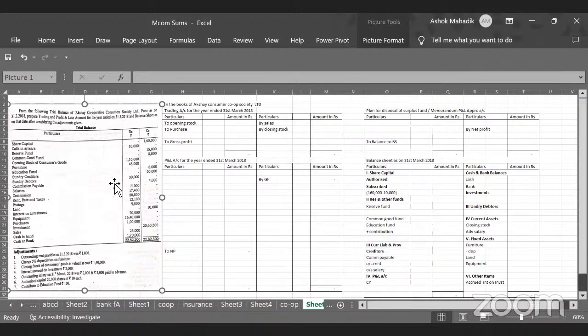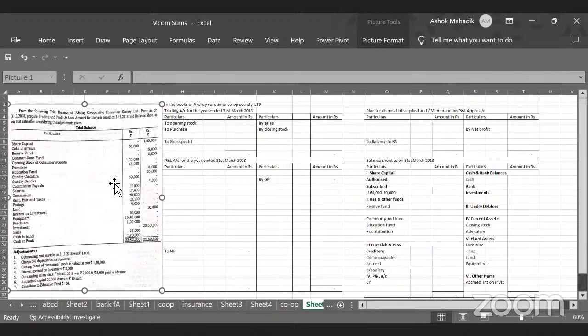Next, interest accrued on investment. So this is our income. If you already have interest received on P&L credit, just add this amount to that, and this accrued interest will come on the asset side, the second effect. Next, outstanding salary on 31st March 2018 is 2000. This will be added to salary and shown as a current liability on the liability side of the balance sheet. Continue with that adjustment, and 3000 paid in advance.